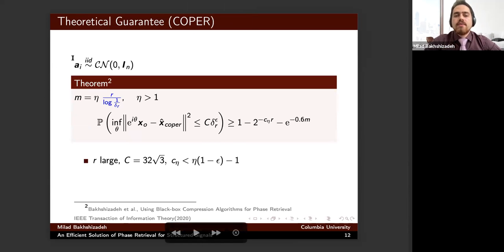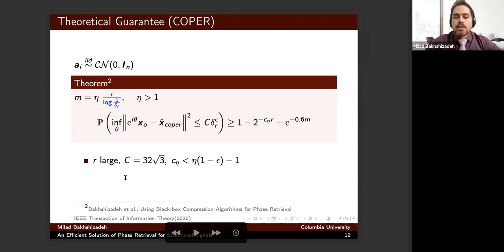So here is the first result we showed in our recent paper. Given our sensing vectors come from a complex Gaussian distribution, if you have slightly more than this ratio in blue of samples, we proved COPER converges to the right solution with overwhelming probability. In the denominator of this ratio, you have R, which is the rate of your compression, and delta R is the distortion that I introduced in the previous slides. At first glance, this ratio may look strange, but it turns out it is in fact a fundamental quantity, which I'm going to talk about more.